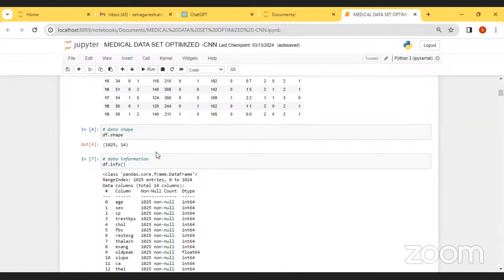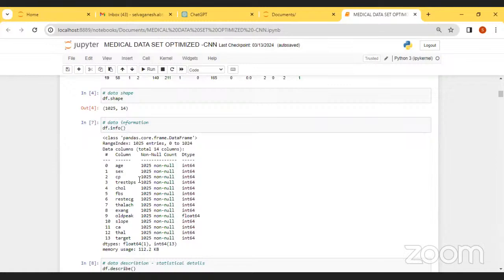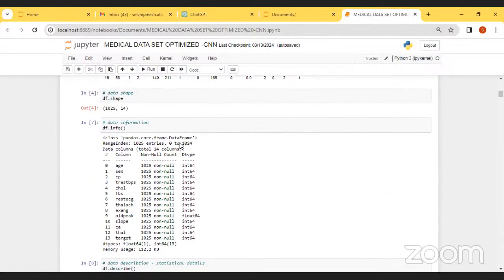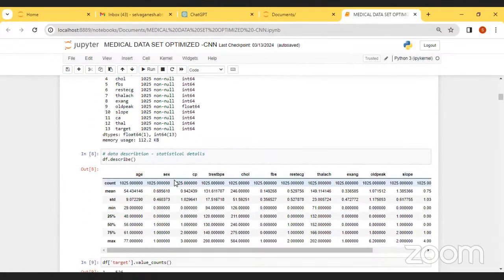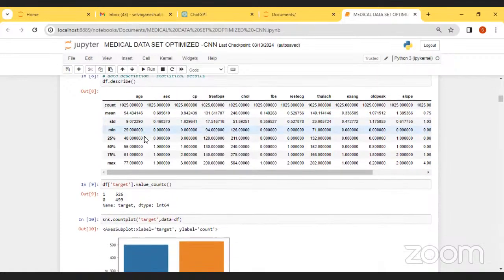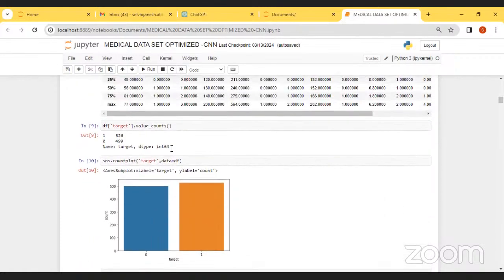So how they implemented it, how they have the target value: if the data has similar data, it will rectify, and finally it will give the statistical details. From the data description, it will statistically show the maximum and minimum values, such as the minimum age group of patients, and whether the data has male or female. These are all the data, and finally we have the target value.